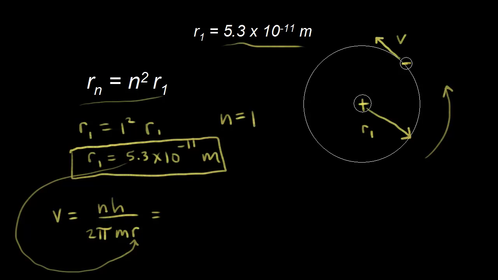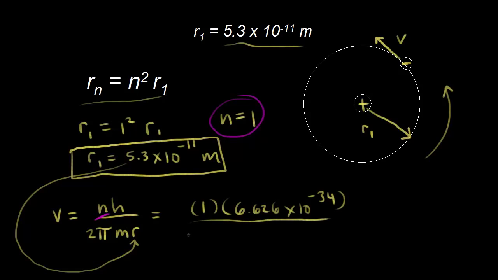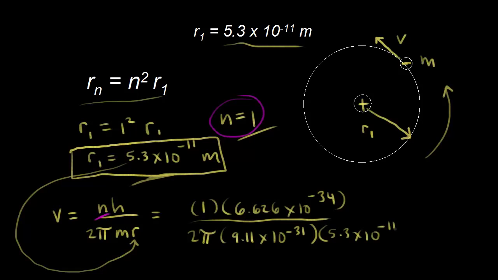So we said n was equal to 1, so we're going to plug in a 1 here. The velocity is equal to 1 times Planck's constant, 6.626 times 10 to the negative 34, divided by 2 pi times m, and we're talking about the electron, so m was the mass of our electron, which is 9.11 times 10 to the negative 31st kilograms. And finally, for n equal to 1, this was our allowed radius, so we can plug in 5.3 times 10 to the negative 11.